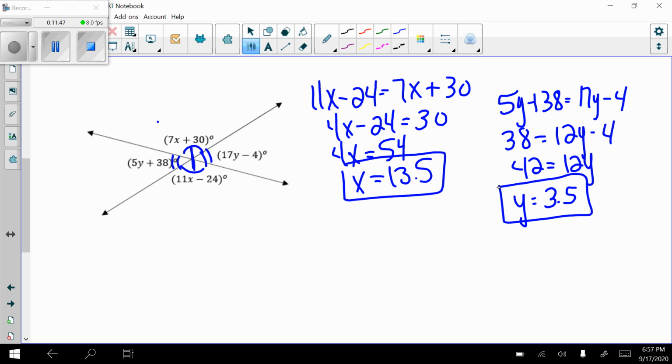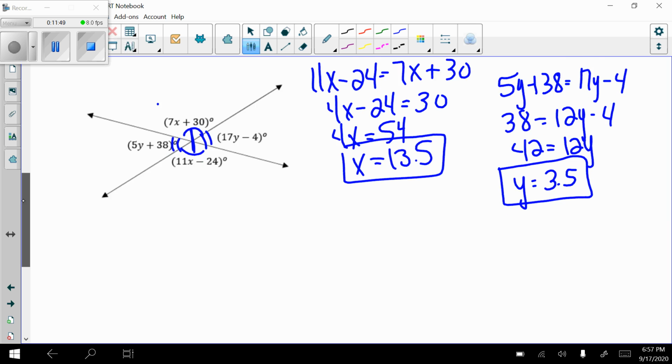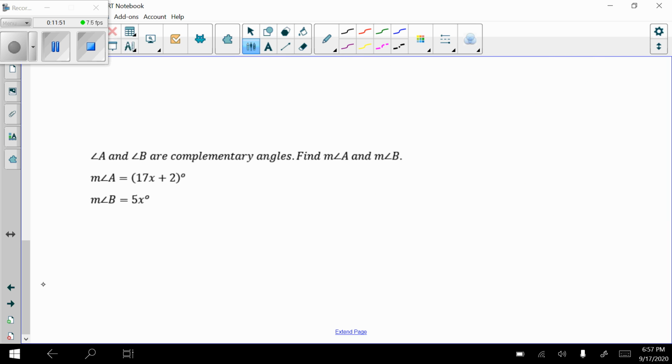All right, one last problem. It tells me A and B are complementary angles. What do I know about complementary? Remember, complementary means they add together to equal 90. Find the measure of angle A and the measure of angle B. Okay, so again, angle addition postulate tells me I just add them together. 17x plus 2 plus 5x equals 90 since they're complementary.